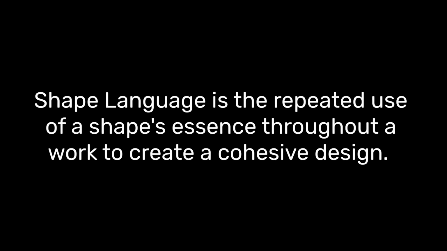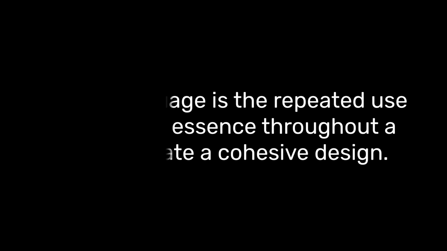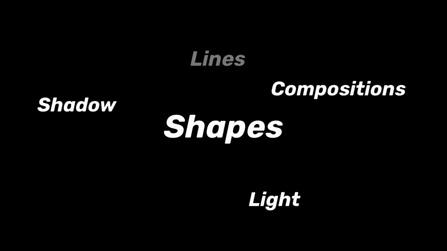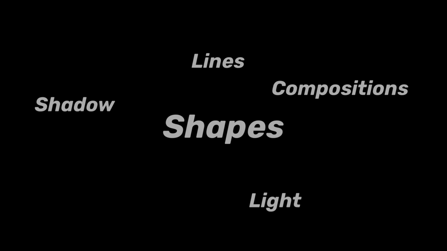The first question to really answer is, what is shape language? Here's my definition. Shape language is the repeated use of a shape's essence throughout a work to create a cohesive design. Like a leitmotif in music, it's a repeated use of a visual motif throughout a design. All 2D image making can be reduced to shapes. Compositions, light and shadows, lines, everything we do is in service of arranging these basic shapes in pleasing ways. But how do we create pleasing, appealing shapes?